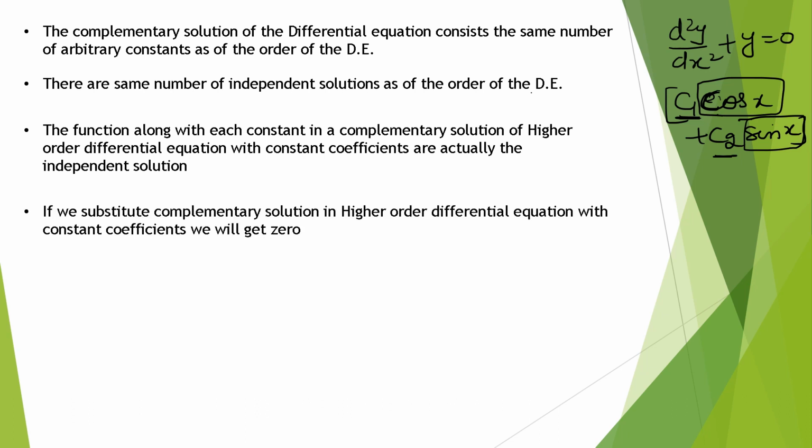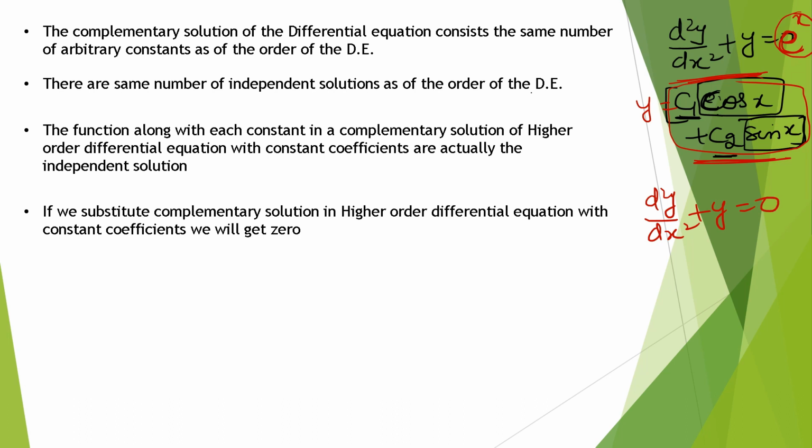Now the next point is, if we substitute the complementary solution in a higher order differential equation with constant coefficients, we will get 0. For example, if instead of this equation I have e power x on the right side, and this is my complementary solution, obviously if you put y equal to this solution here, you are not going to get e power x. What you are going to get is d square y over dx square plus y equals 0.